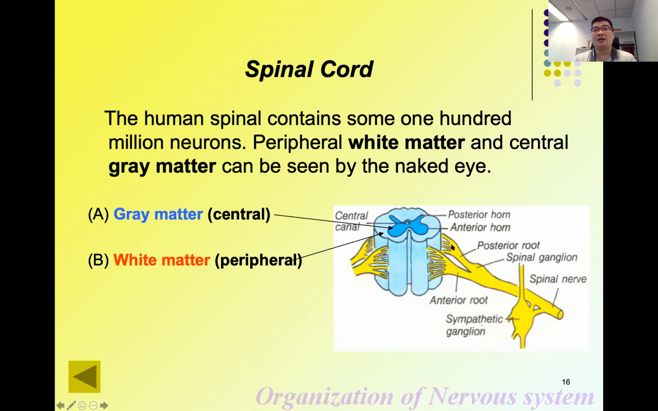So here is the posterior root. This is the anterior root. This is the dorsal root ganglion. You can see that those are the sensory neurons coming in, and the motor neurons coming out. If you still remember the paravertebral ganglion, that's the sympathetic ganglion. It's next to the vertebrae.